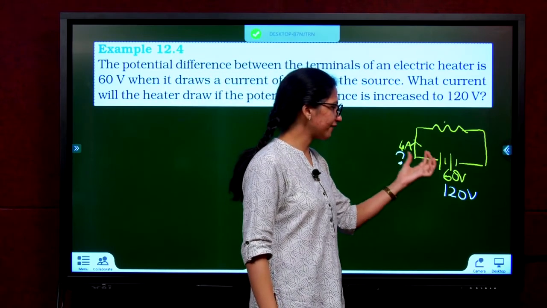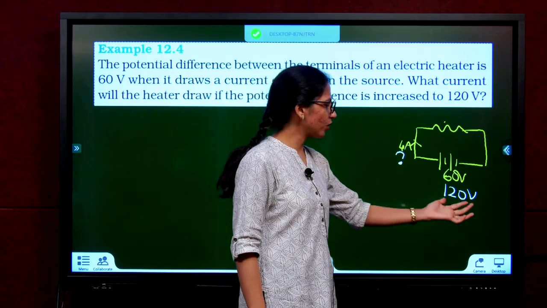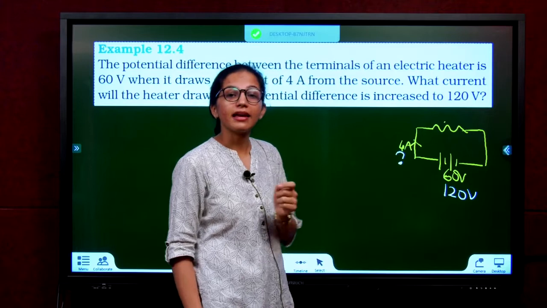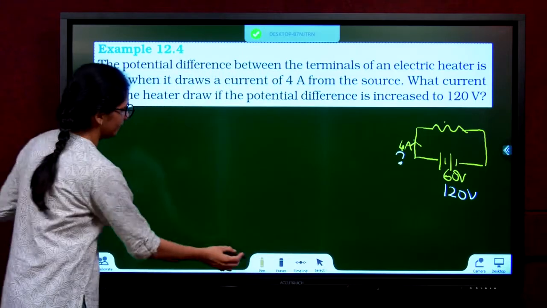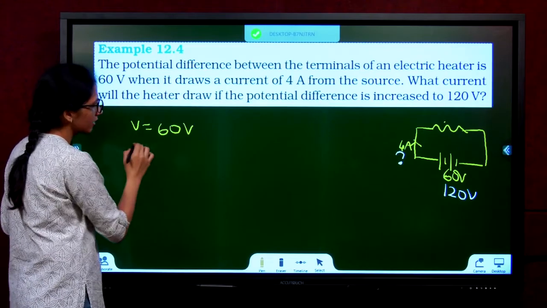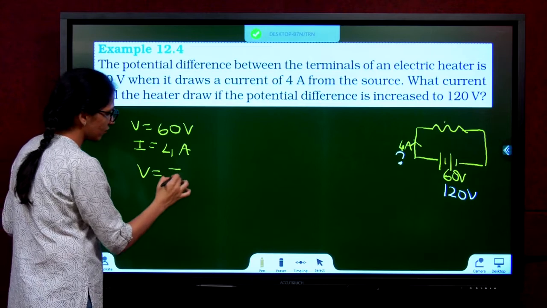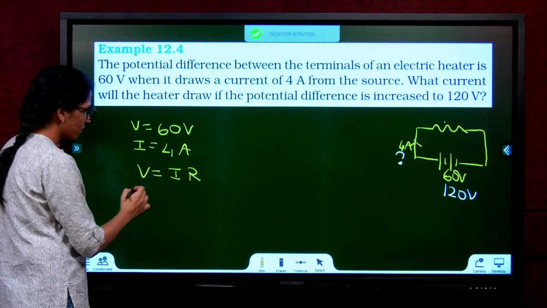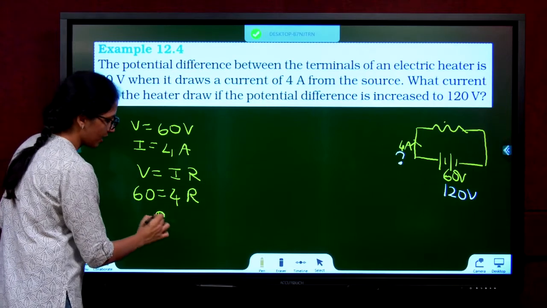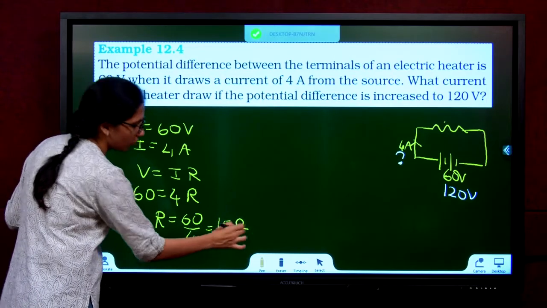From case 1 I have I and I have V. Can I get resistance? Yes. When I go to case 2 I have V. I have the R from the previous case. Can I get I now? Yes. So how do we do this problem? Case 1, V is equal to 60 volts. Current given is 4 amperes. V is equal to I into R. What is V? 60. I is 4. R you have to find. R is 60 by 4, which is 15 ohms.